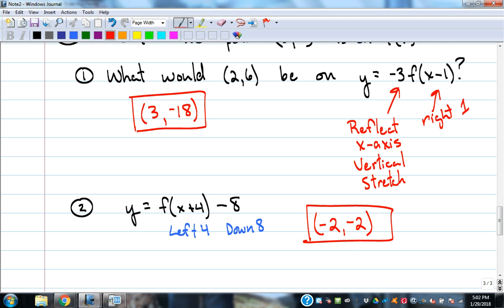The key, though, is getting that transformation written out first. It makes it much easier. Some people can just see it and do it without having to worry about that. They just know what's happening. But that's not necessarily always the case.